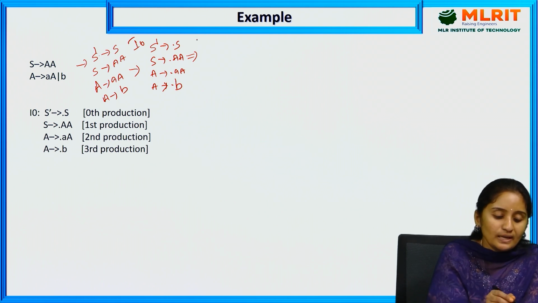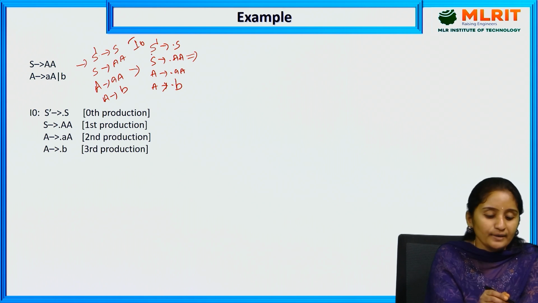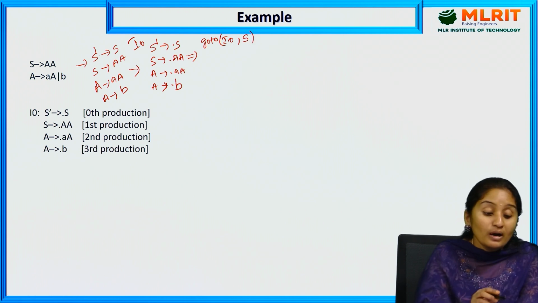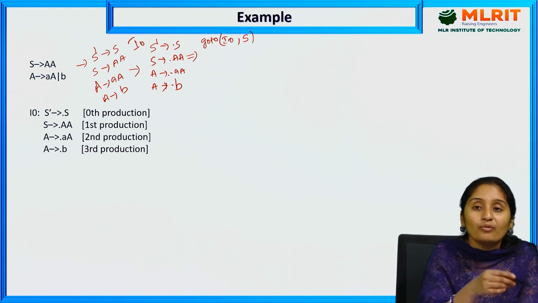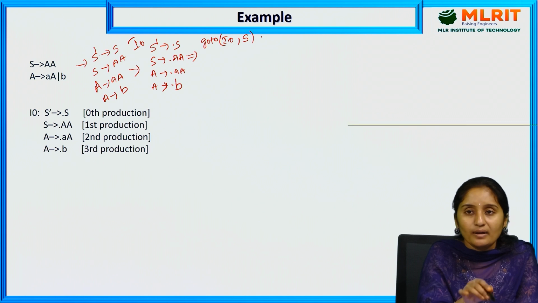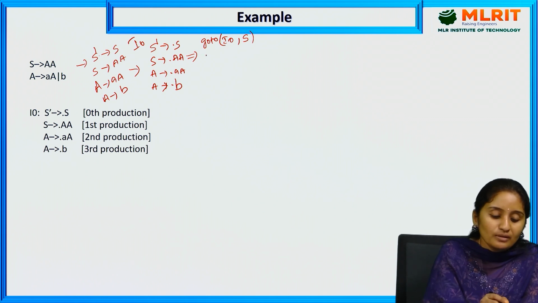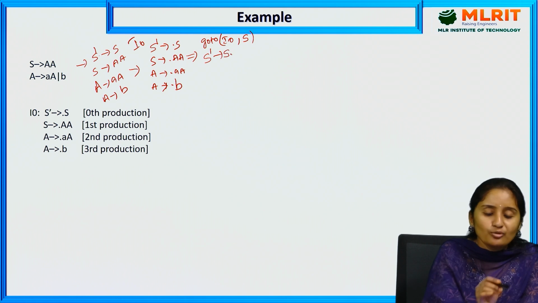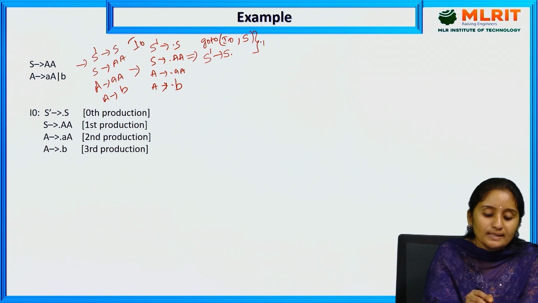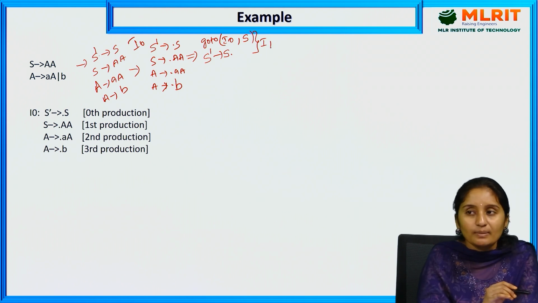Okay. So first let us apply the goto function on this I0. Goto I0 comma, what is the first symbol I have? Yes, S. After the dot, whatever the symbol is, either a terminal or a non-terminal, we are going to apply the goto function on it. So goto I0 comma S: the dot is moving to the next position. Now it is nothing but I1.